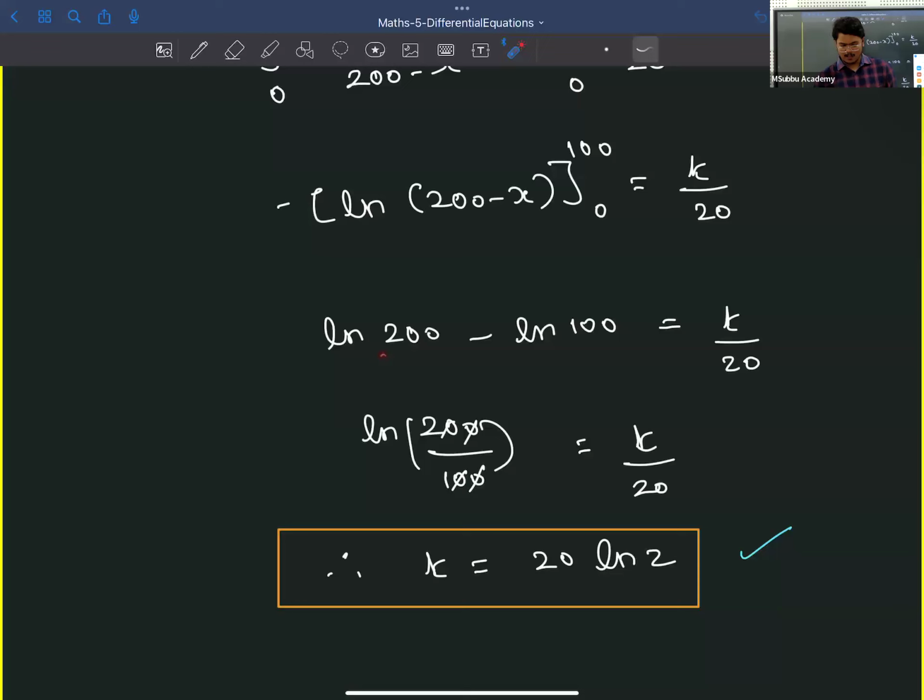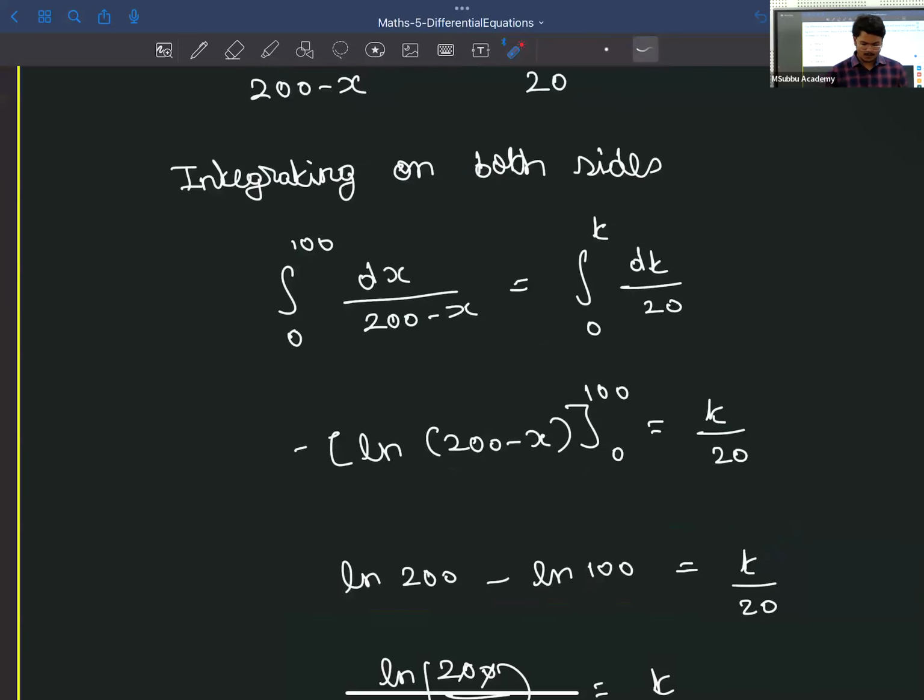So this can be written as ln of a minus ln of b, which is nothing but ln of a by b. So ln of 200 by 100 is equal to t by 20. 200 by 100 is nothing but 2. So bring this 20 here. So t is equal to 20 ln 2.